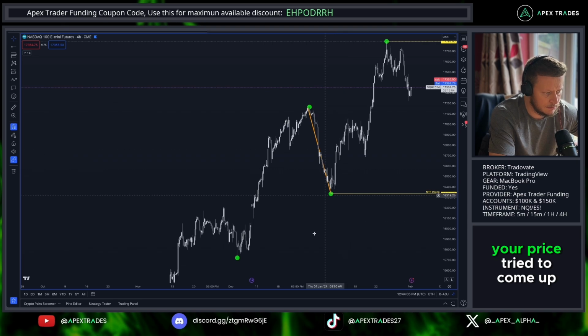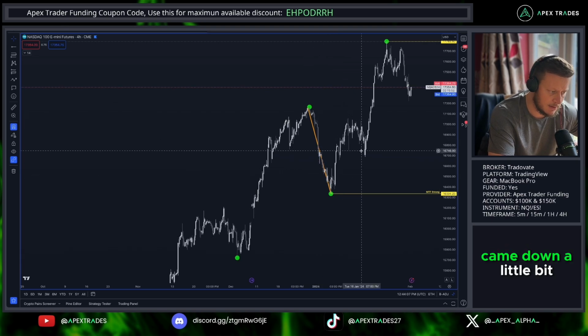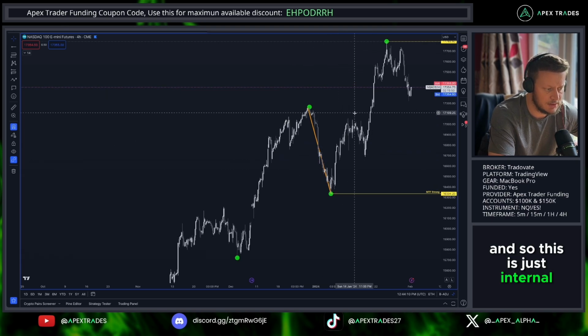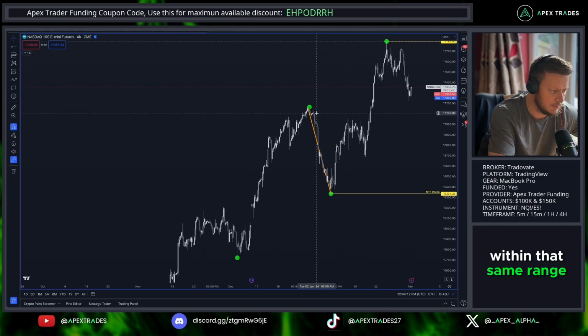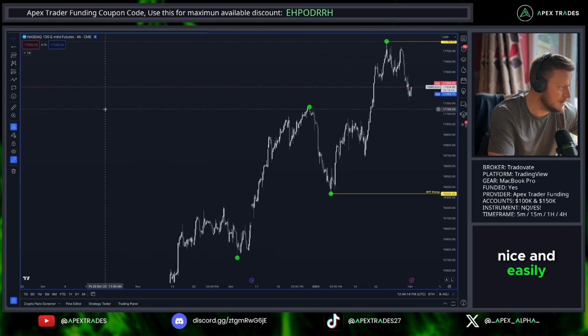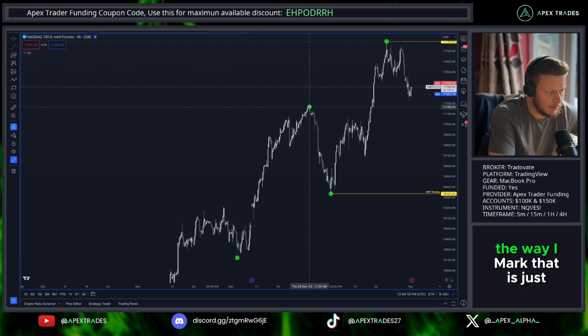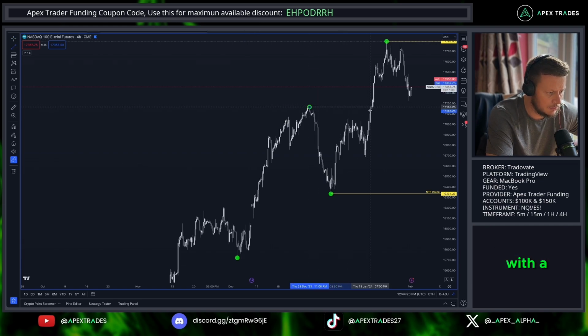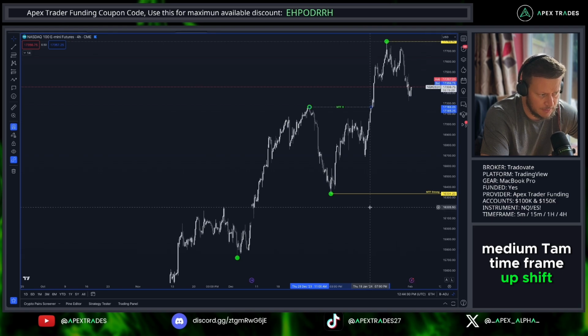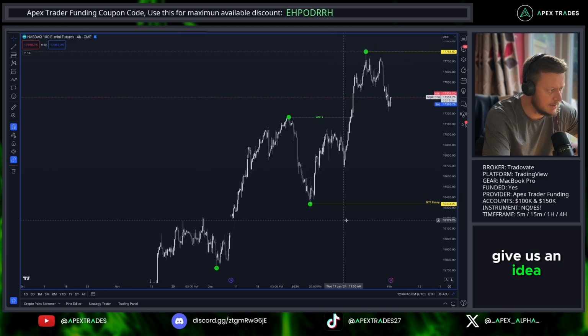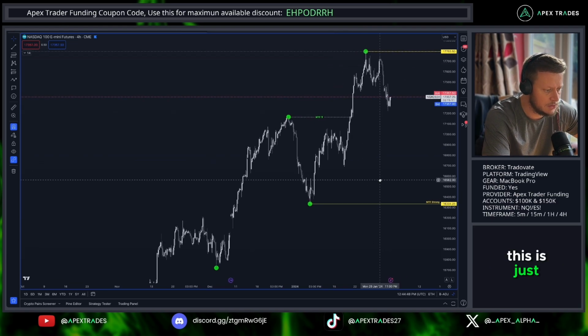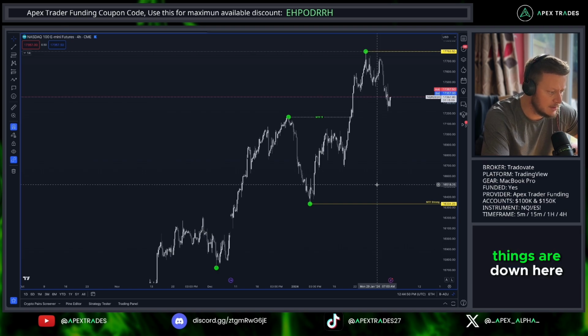But price tried to come up, came down a little bit, and then broke through. And so this is just internal movement within that same range. And so, nice and easily, we just simply mark that. And the way I mark that is just with a medium-term time frame upshift. We're just here to give us an idea. We don't typically trade on the 4 hour. This is just an understanding of where things are.